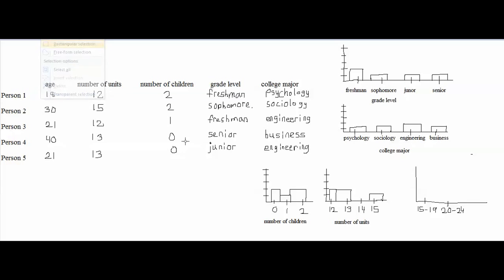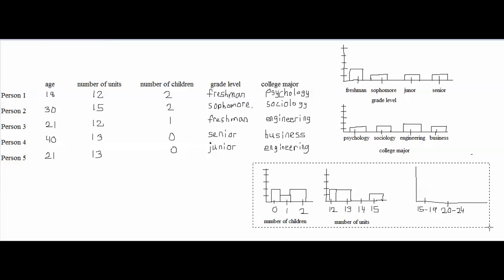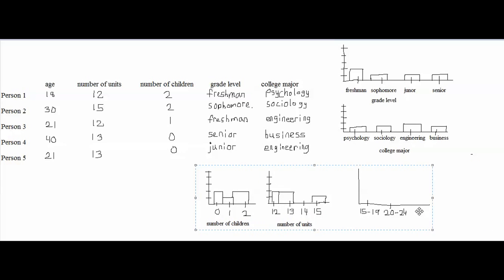I'll move this over so we have a little bit more space. Next we would have 25 to 29. And then after that we would have 30 to 34. And then after that we would have 35 to 39. We'll keep going until we pass the highest value. Looks like the highest value is 40, so we need one more interval.